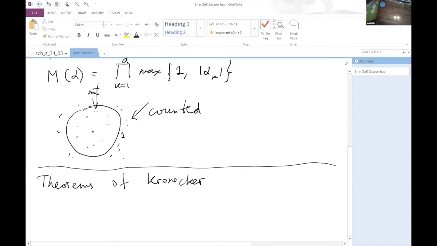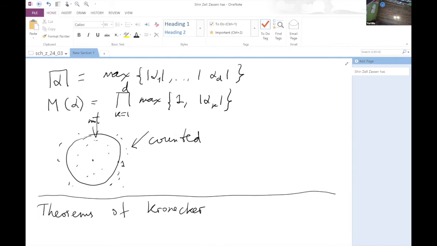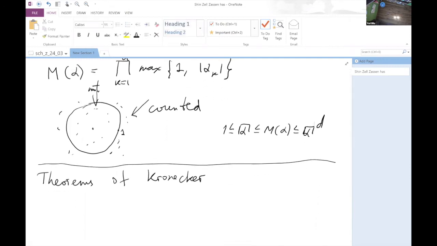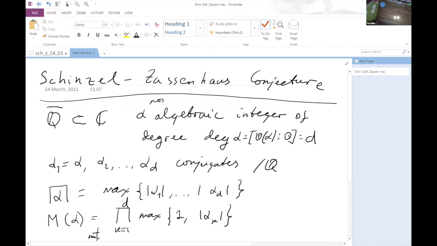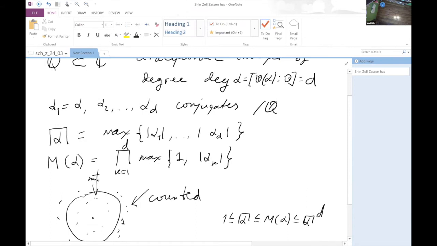First, perhaps I had to say that both house and Mahler's measure are greater or equal to 1, and they satisfy the following trivial inequalities. So it's clear. And the theorem of Kronecker first tells when it can be 1. Perhaps I had to say that non-zero alpha will always be assumed a non-zero algebraic integer. Otherwise, this already is not true.